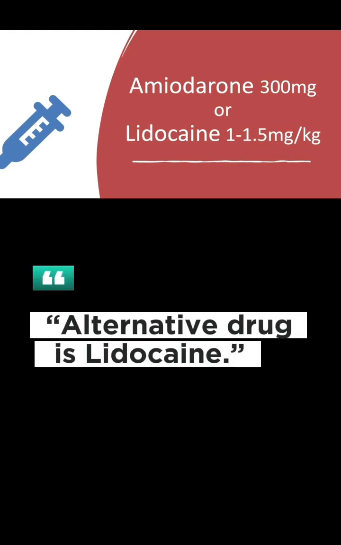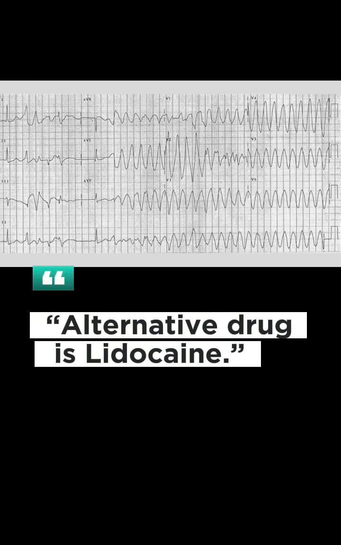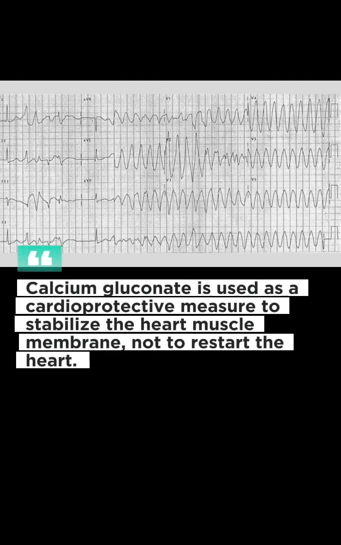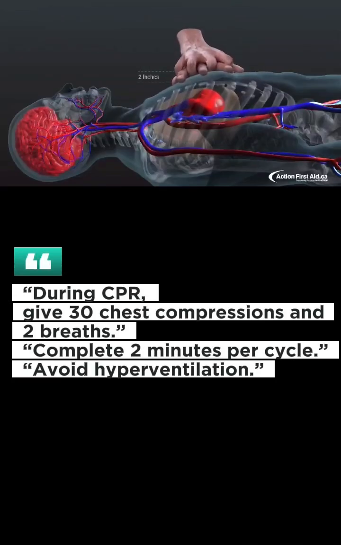We can also use lidocaine in the dose of 1 to 1.5 mg per kg first, then 0.5 to 0.75 mg per kg IV. Another drug, magnesium sulfate 1 to 2 gram IV, is used for torsades de pointes ECG changes. We can also use calcium gluconate 10 ml of 10% solution IV if hyperkalemic or if the patient has been taking calcium channel blockers.